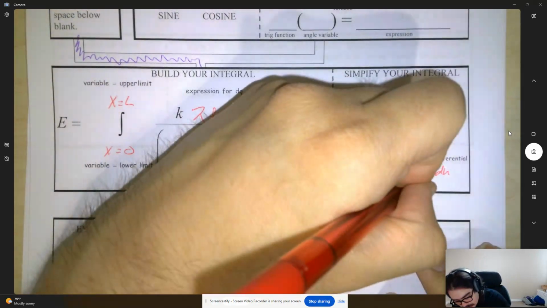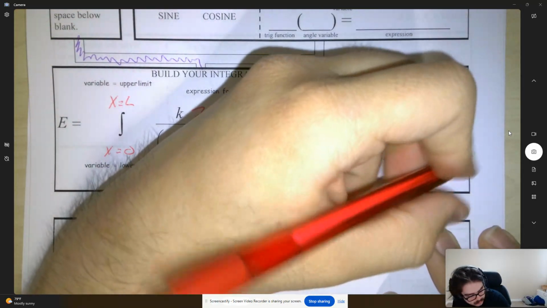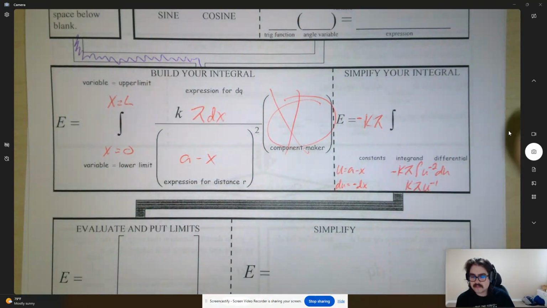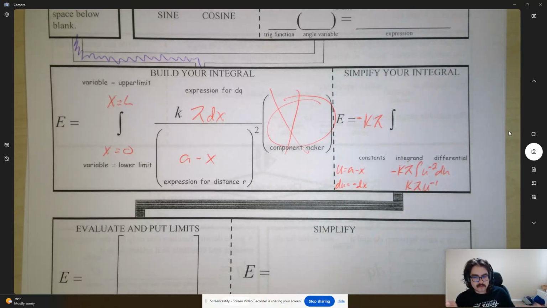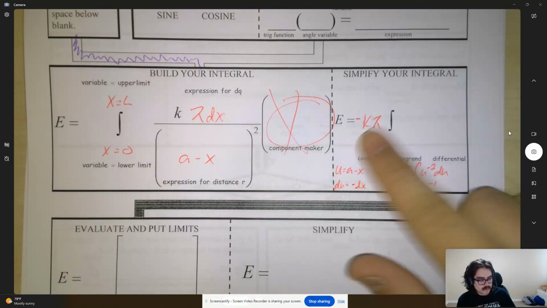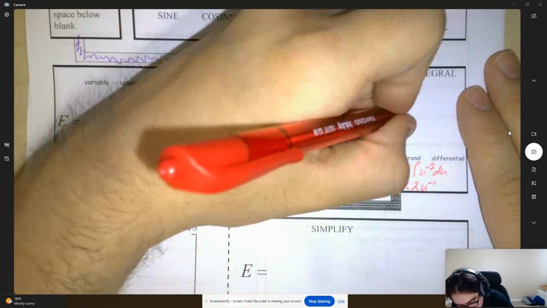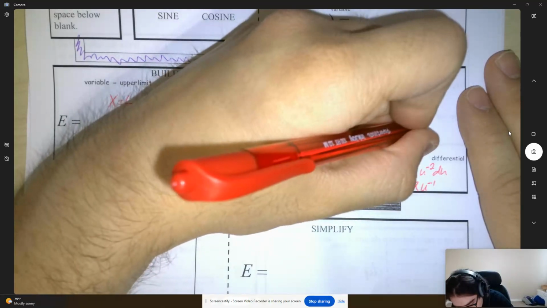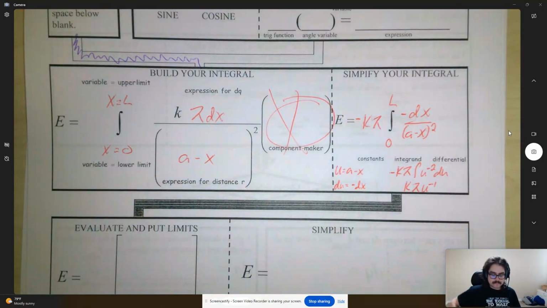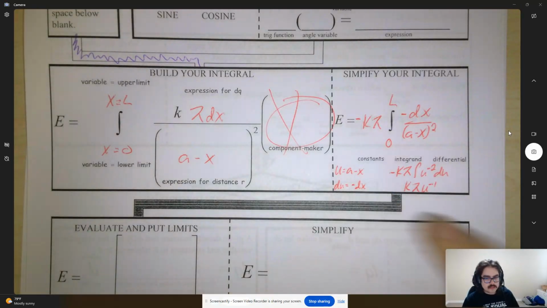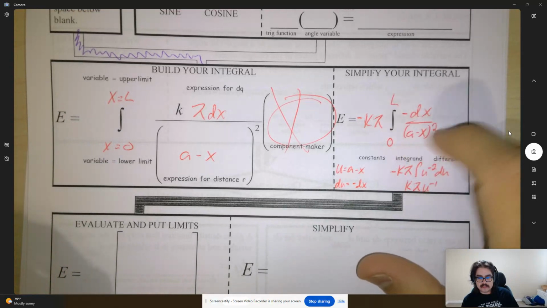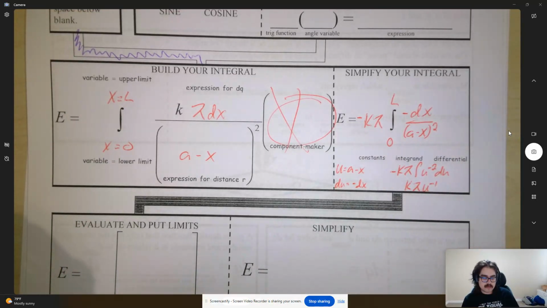So it ends up being k lambda times u to the negative 1 power. I'm getting a little bit ahead of myself because we haven't evaluated it, but I'm telling you why that negative is going to be there. This goes from 0 to L, negative dx over a minus x squared. So again, like I said, u substitution. That's what's happening between here and here. I'm doing u substitution in here and then solving it when I evaluate my integral.